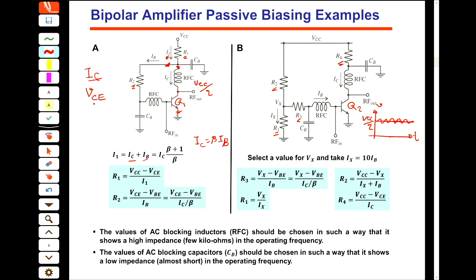So the IC and VC are given, and to find the value for R1, we know the value for I1 is (beta plus 1) divided by beta times IC, and beta is also given, a parameter from the transistor. You know the value for I1. You can easily calculate R1 by this equation, and then you can calculate R2 by this equation.